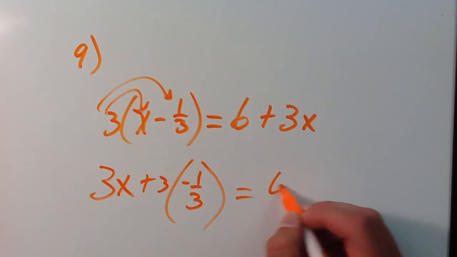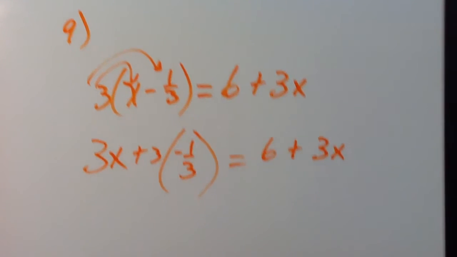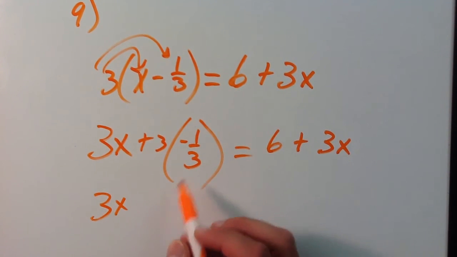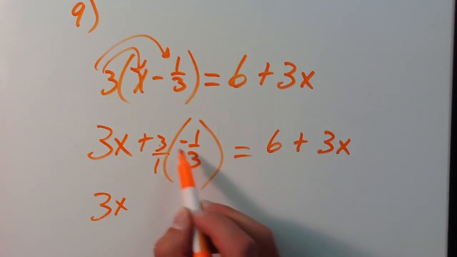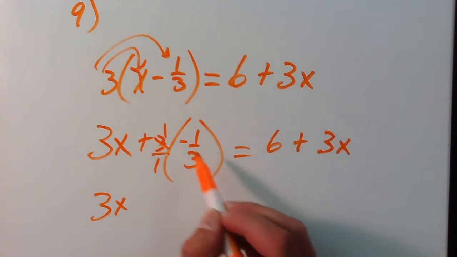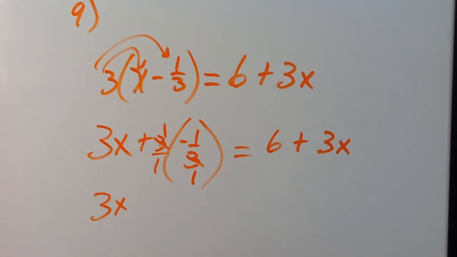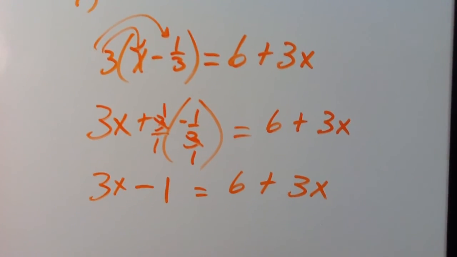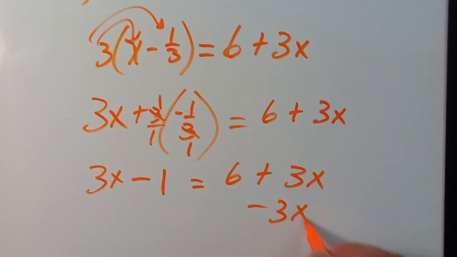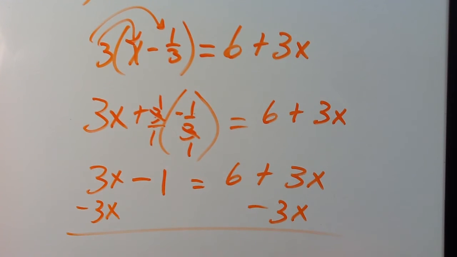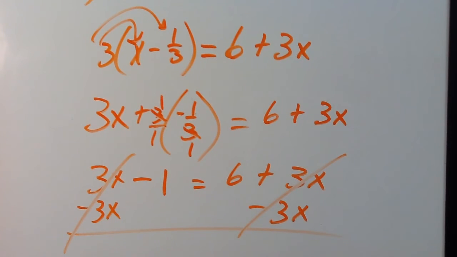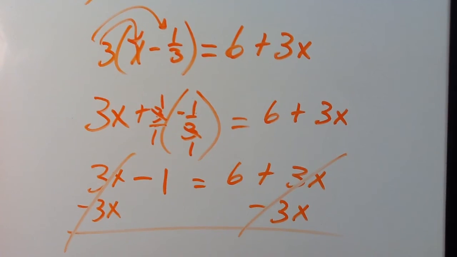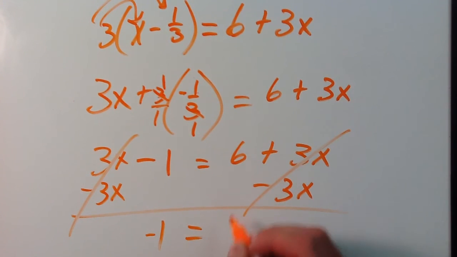The right side stays the same, right? It has no parentheses. Okay, so I have 3x. Can I simplify 3 over 1, 3 over 3? 3 over 3 is 1 over 1, right? So I have 1 times negative 1. 1 times negative 1 is negative 1. The right side stays the same. Let's get the variable on one side by subtracting 3x. When I do that, those 3x's cancel and those 3x's cancel, right? So on the left side I have negative 1, and on the right side I have 6.